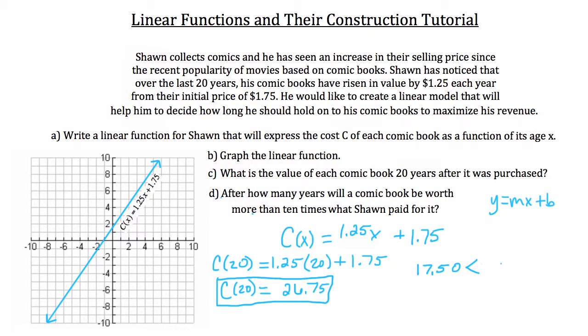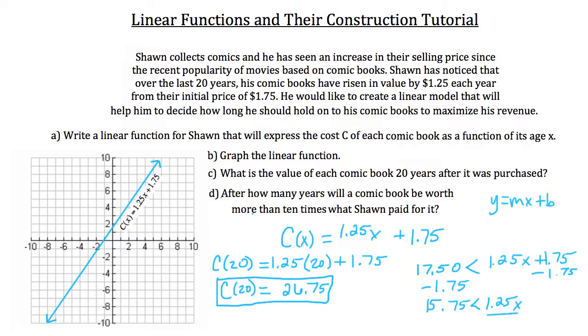So the value on the right side of the equation is going to have to be greater than $17.50. So we've got 1.25x plus $1.75. First thing I want to do is subtract that $1.75 from both sides of the equation. So $17.50 minus $1.75 is $15.75. And that's still got to be less than 1.25x. So I want to get our x alone to find the number of years.